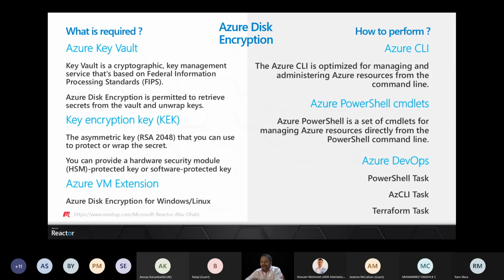And then you need to have keys, a KEK, asymmetric keys, created so that we can use them for the disk encryption. Key Vault is required, and inside the Key Vault we are going to have a KEK created. And then finally we need to have a VM extension. Using the virtual machine extensions, we are going to perform the disk encryption, right? These are all required. So how to perform it?